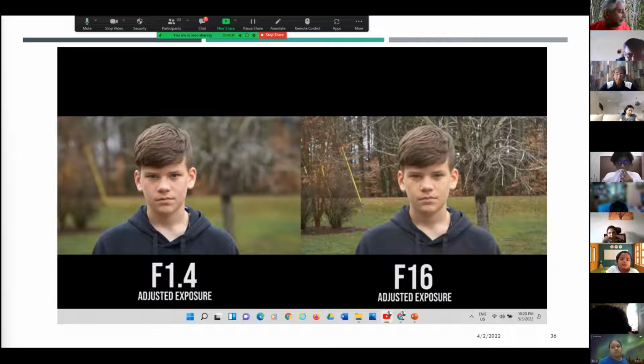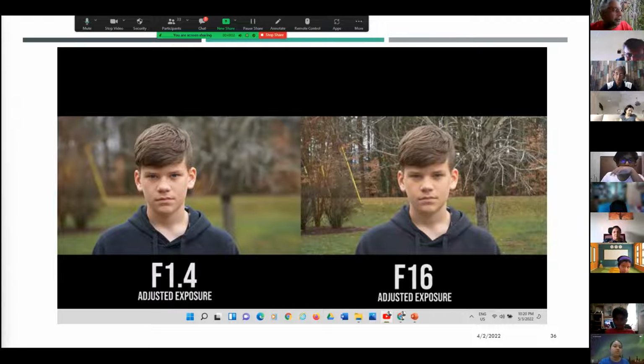A shallow depth of field is usually obtained at lower f-stop values like F1.4. So like the boy here, you see at F1.4, it's blurred at the back, but actually this is what people like to see because it focuses on the subject a lot more. Whereas in F16, you are getting too much detail, so the boy's picture becomes too confusing.